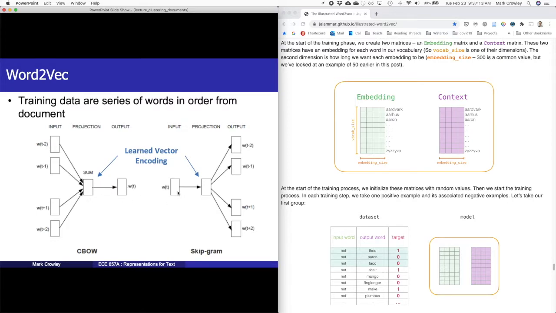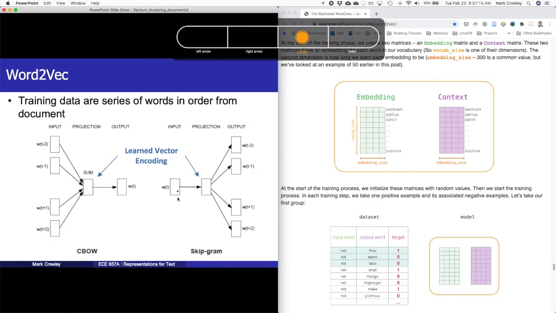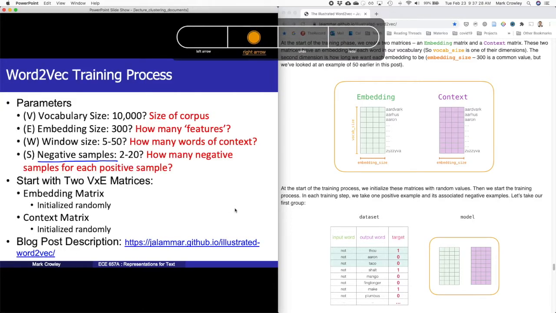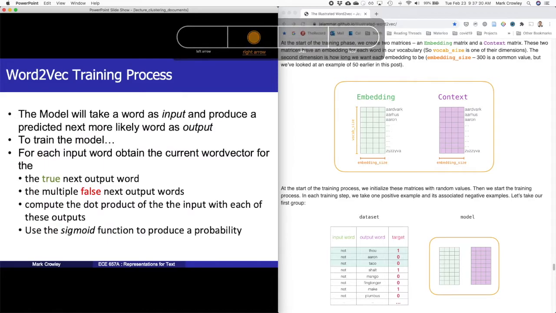In skipgram, you're given a word as your starting point, and then you want to predict a bunch of words before or after it, right? So let's just say we're taking an input word and we want to predict what the next word is, just like your predictive text on your phone, right? So say that's the challenge.